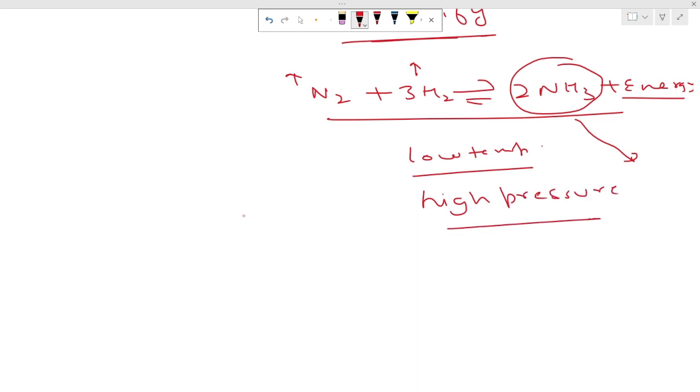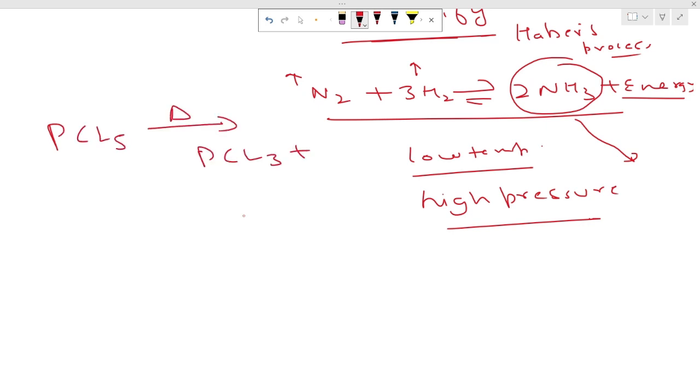Okay, so low temperature and high pressure are the favorable conditions under which more formation of ammonia will take place, which is required in Haber's process. Okay, so let's see another example. Say we have PCl5, we are giving it heat, then we have PCl3 plus Cl2, that is chlorine gas. All these are gases. So now what will be the favorable condition for this?